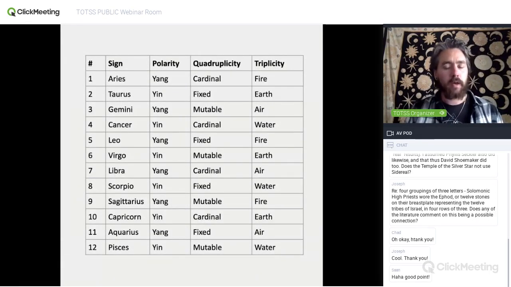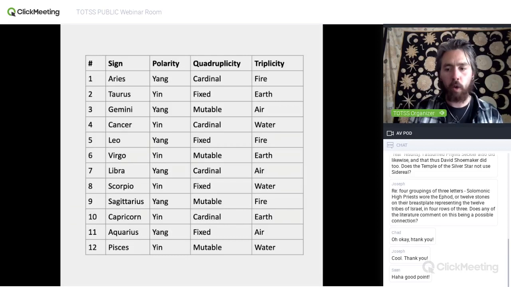Okay, so chart here. On the far left, you've got the sign number, like I was talking about earlier with the odd and even. You can see that Aries is odd, and so that's going to be yang, or active. Taurus is an even number, so that's going to be yin, passive, receptive, and so on all the way down. And so you can see the polarities I've listed out there. It just alternates back and forth between yang and yin, again corresponding with the number.